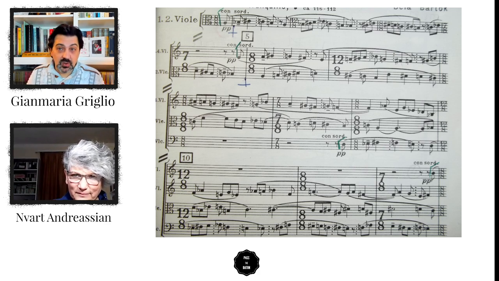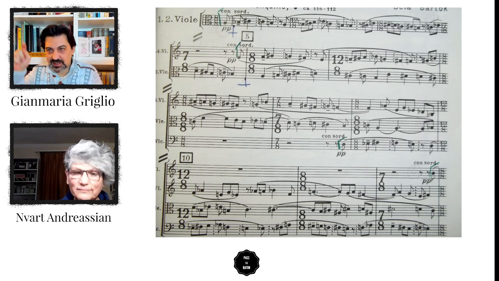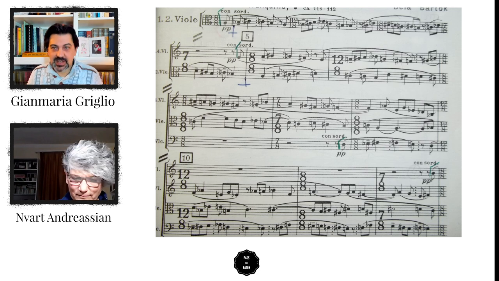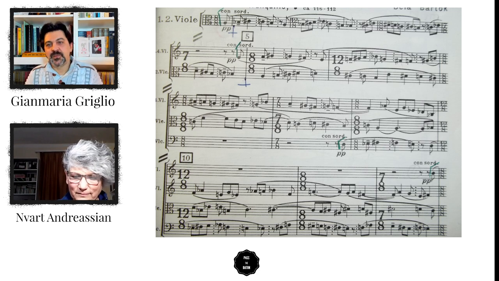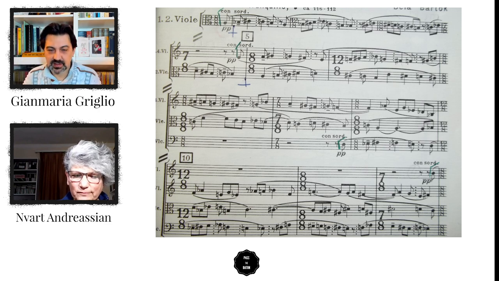This tells you what the inner line inside each bar is. Even if you didn't have the dotted bar lines that help you make the subdivision of the bar, you would understand how the bar is subdivided and conceived. And from that, you can derive your technique.